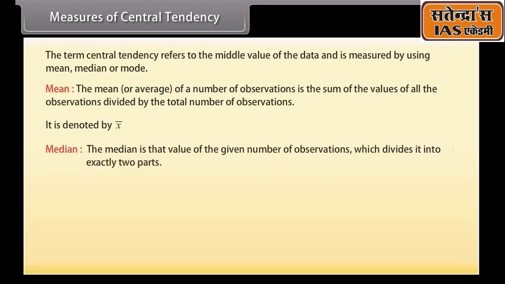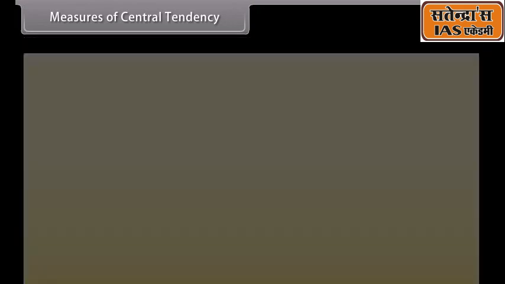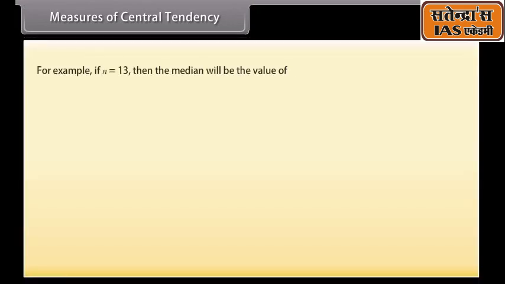Median. The median is that value of the given number of observations which divides it into exactly two parts. When the number of observations, that is n, is odd, the median is the value of the (n plus 1) whole upon 2th observation. For example, if n is equal to 13, then the median will be the value of the (13 plus 1) whole upon 2th, that is the 7th observation.